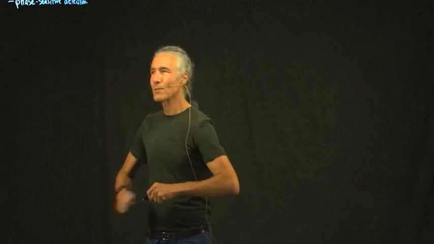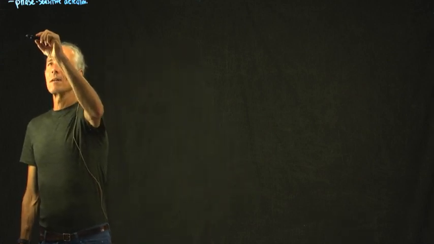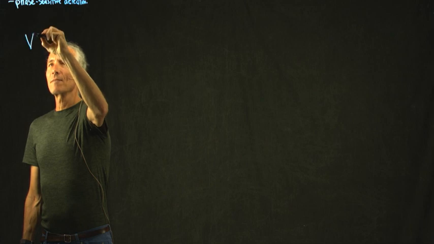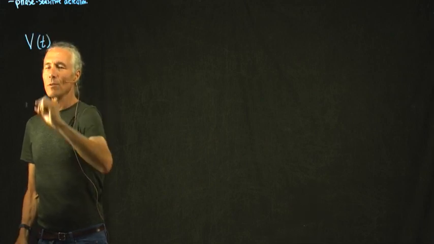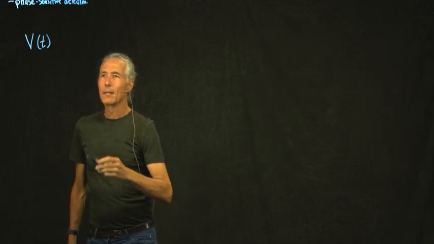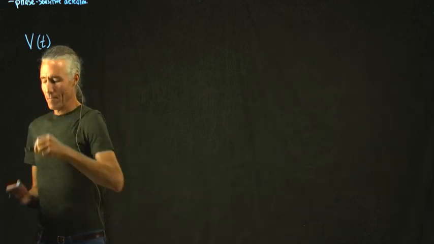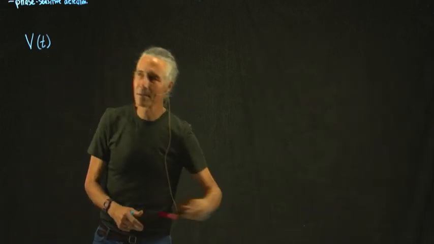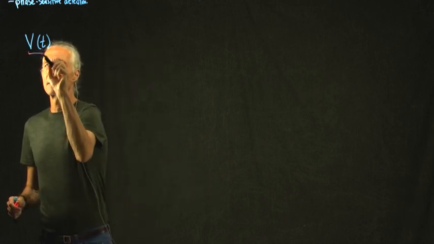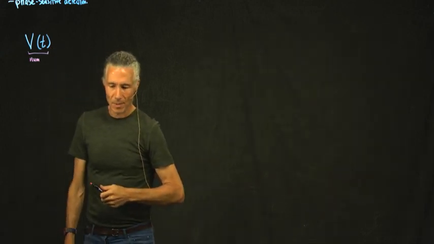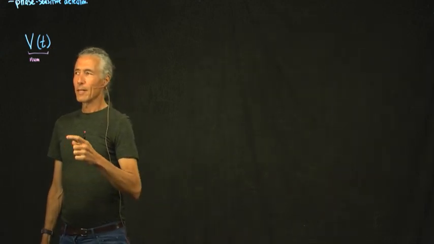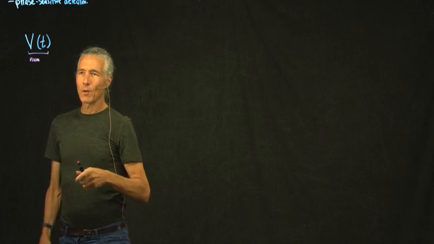So how does this work? The basic unit of phase-sensitive detection is the following thing. We have a single voltage. This guy is just a number. It's a scalar. That's a number. It's not a complex number. It's just a real number, and it's whatever the instantaneous voltage coming out of the coil is.